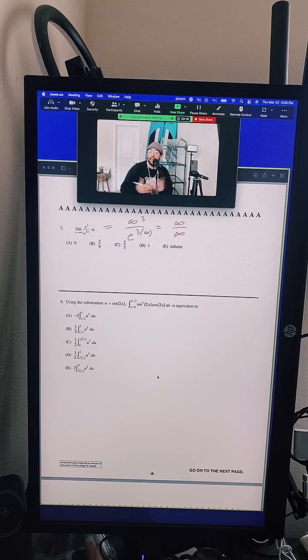So what do we have to implement? L'Hopital's rule. Let's go ahead and do L'Hopital's rule.